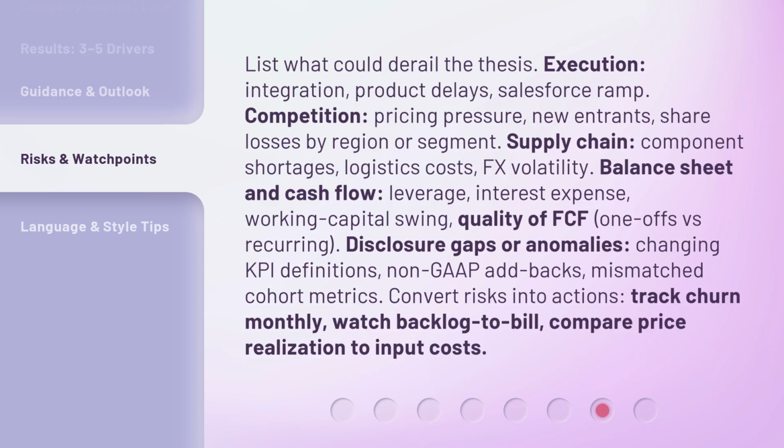Disclosure gaps or anomalies: changing KPI definitions, non-GAAP add-backs, mismatched cohort metrics. Convert risks into actions. Track churn monthly. Watch backlog to bill. Compare price realization to input costs.